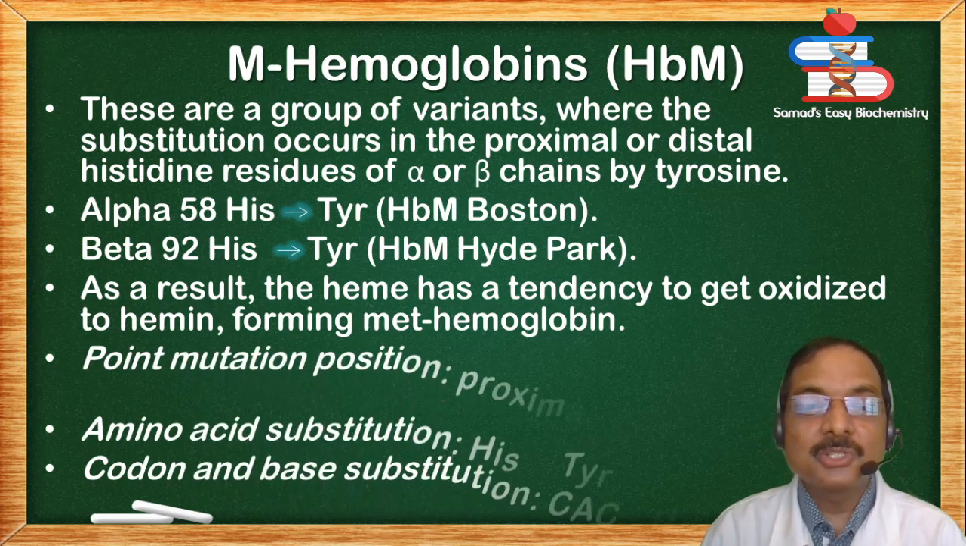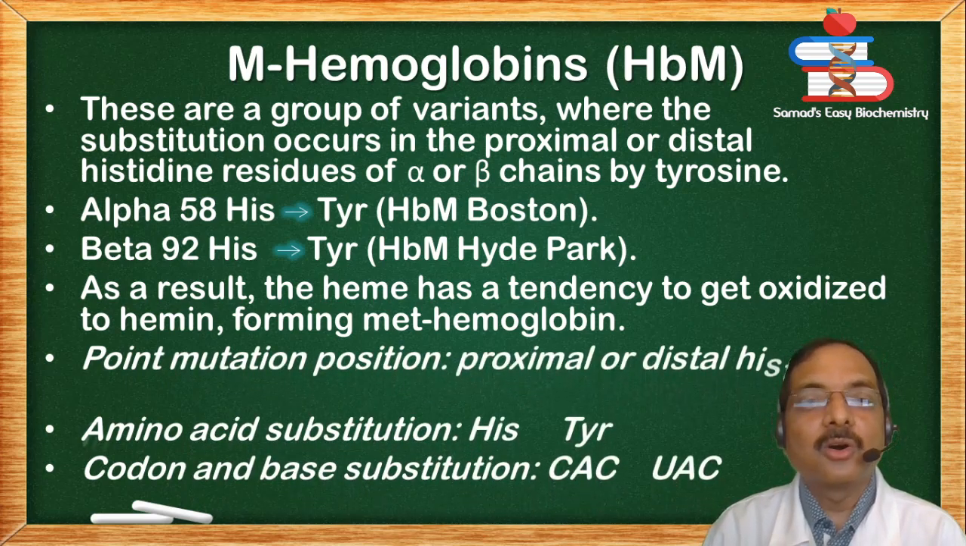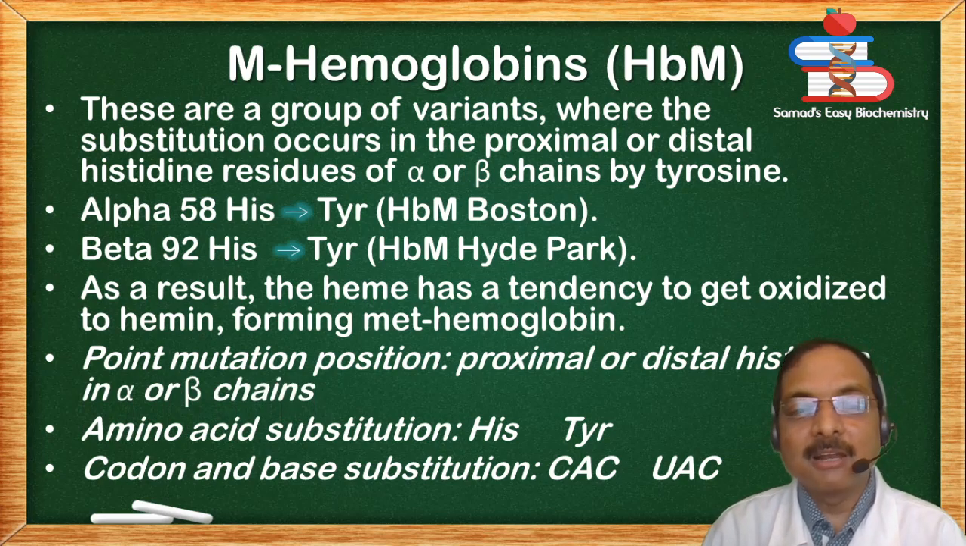Point mutation position is proximal or distal histidine in alpha or beta chains. Amino acid substitution is histidine to tyrosine. Codon and base substitution is CAC to UAC.